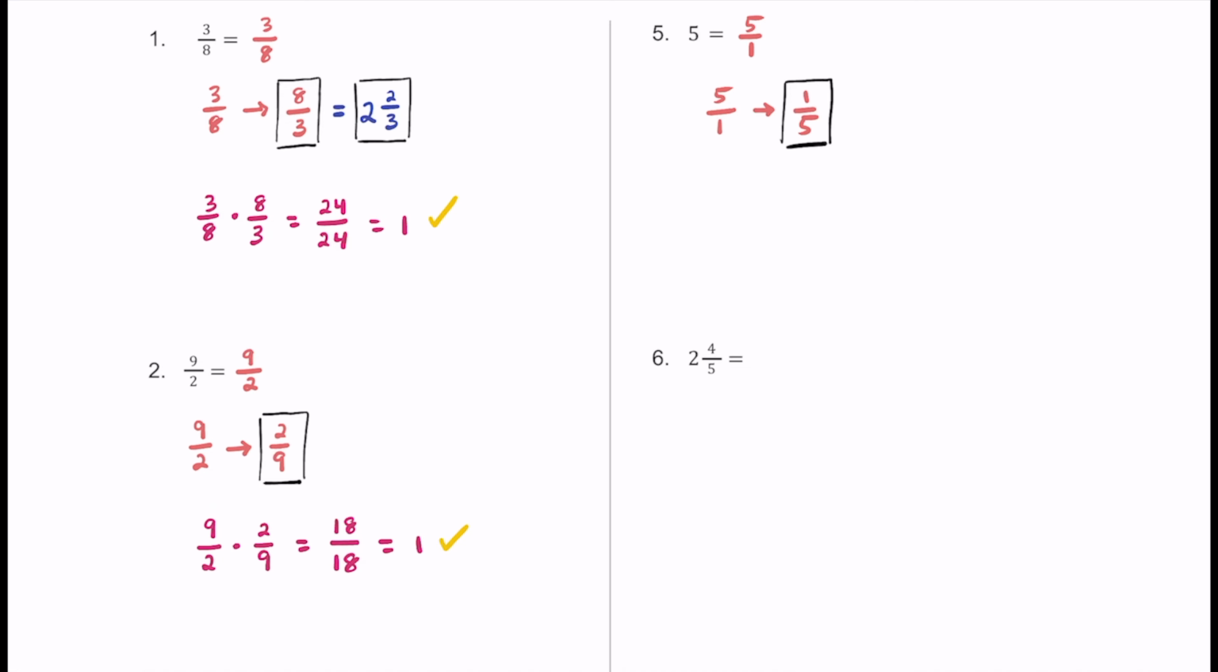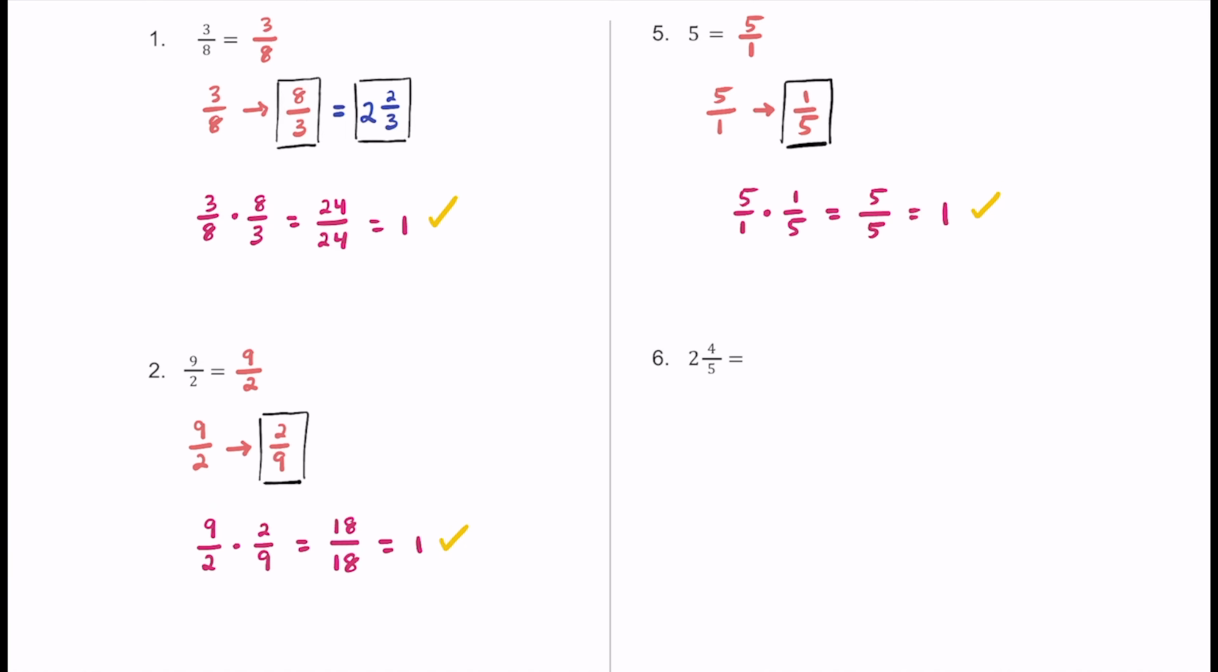Now if we want to show that the original, which is 5/1, the product of that with its reciprocal of 1/5 is equal to 1, well, 5 times 1 on top is 5, and on bottom 1 times 5 is 5, and 5/5 is equal to 1. So you can see that this does make sense. All right, for number 6, we want to take a look at this. This is a mixed number, and we can't really flip it right away, so let's go ahead and see what we can do here.